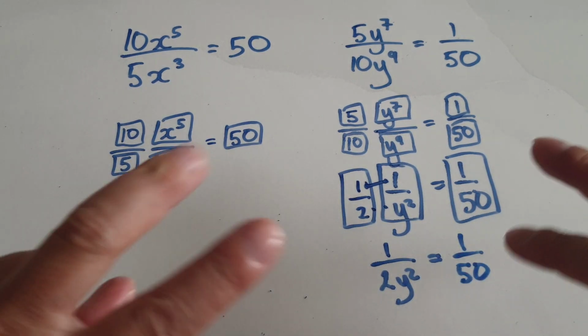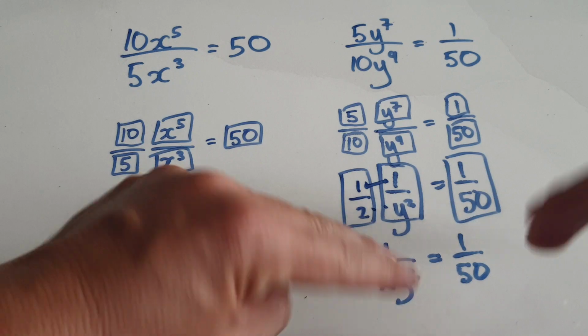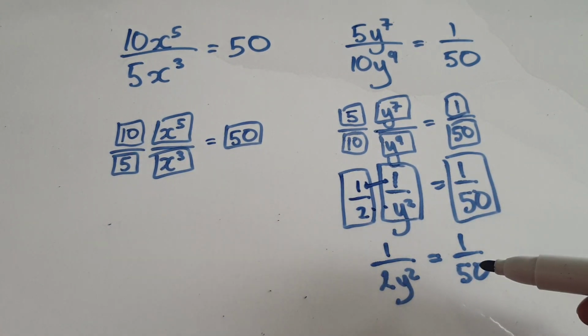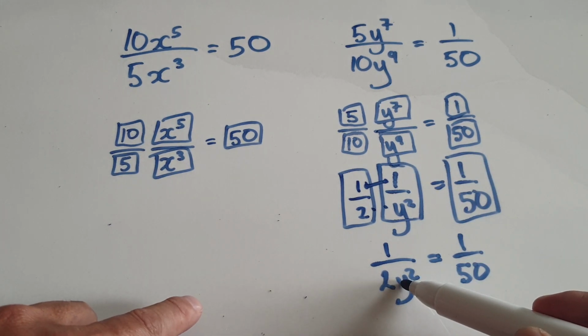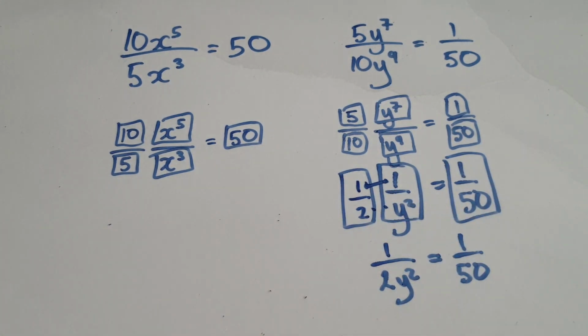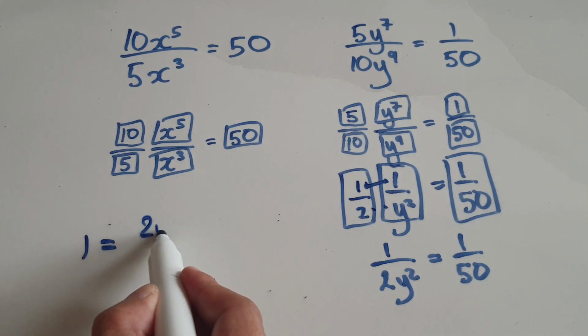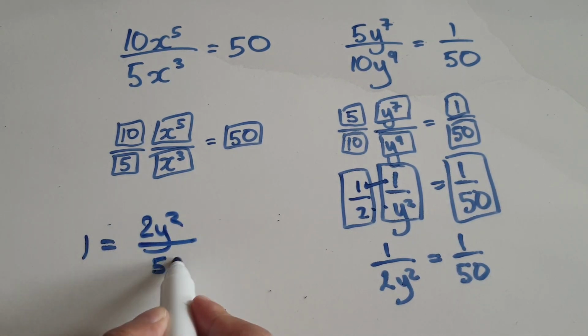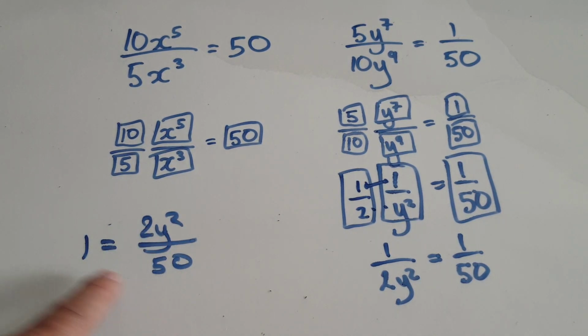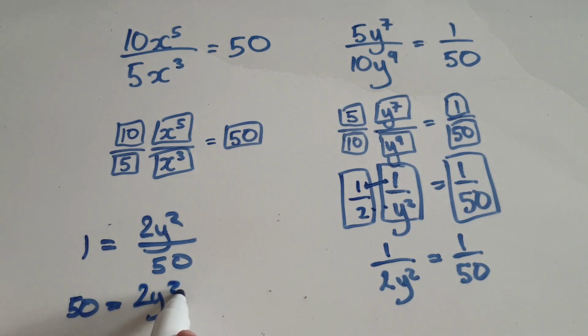So now there are lots of ways of doing this. You can take the reciprocal of both sides, but I'm just going to times both sides by the denominator. So times 2y squared to both sides, that will then give us 1 equals 2y squared over 50. Now, remember, keep an eye on y. You want to get y on its own. Times both sides by 50. So that will then become 50 equals 2y squared.